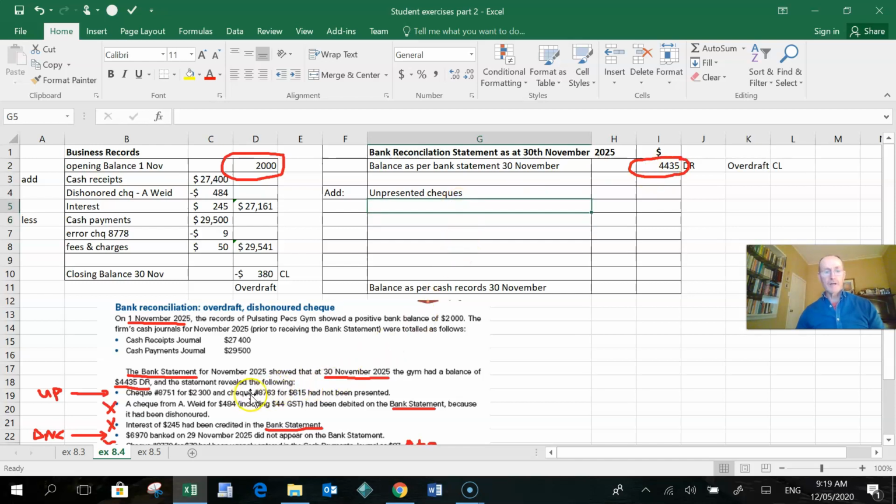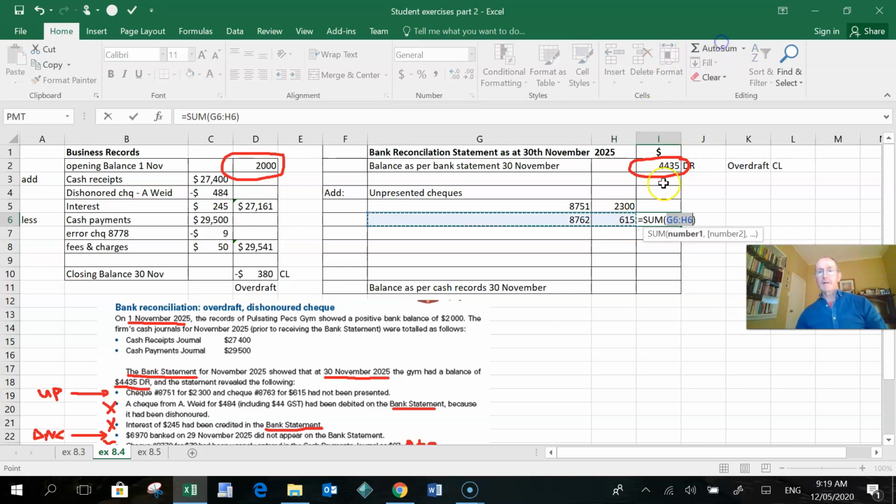So we add in the two checks, number 8751 and 8763. So I'm down here. There's your unpresented. There's your two checks. 8751 for 2,300, and the other one is for 615. So they haven't been presented. So I add those two together, because they are going to make your overdraft worse. So we're still in overdraft, and a much higher overdraft.